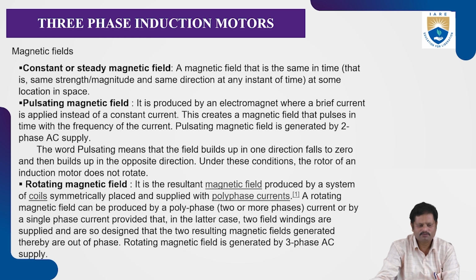This magnetic field is required to produce an EMF. To generate EMF, mainly flux and a conductor are required. Flux means magnetic field, and a conductor is required.